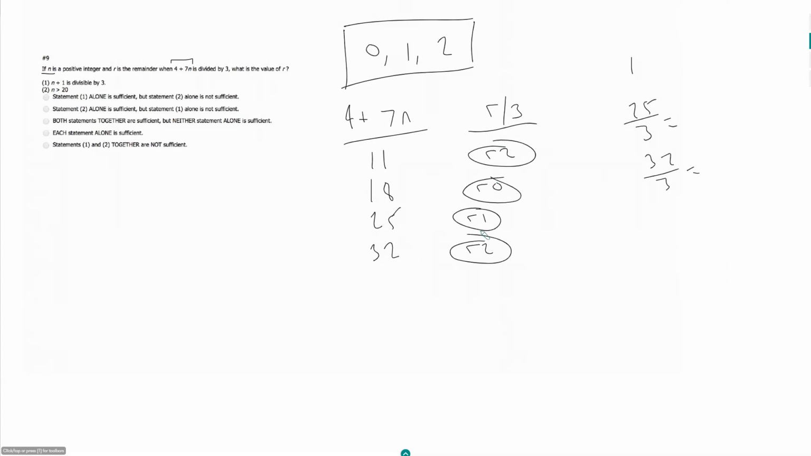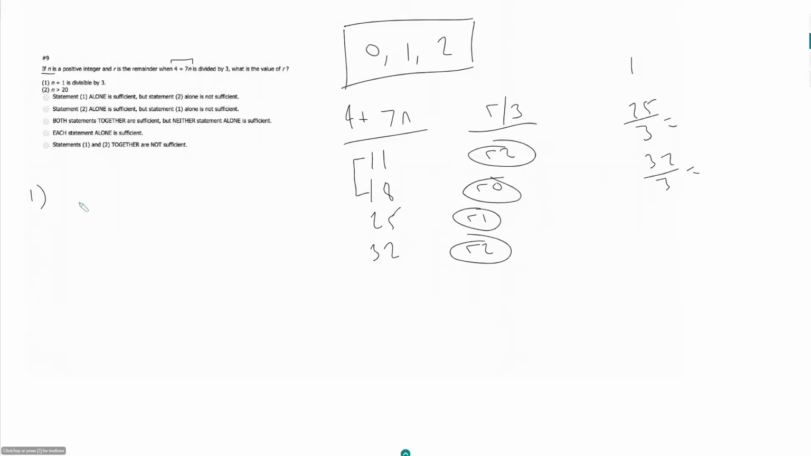Okay, so it just seems like every 7 numbers, our remainder changes by 1, and then the cycle repeats. So we should have a pattern of 2, 0, 1, 2, 0, 1, if we kept going infinitely. So not super helpful. I don't know, but let's see if it comes into play later on.